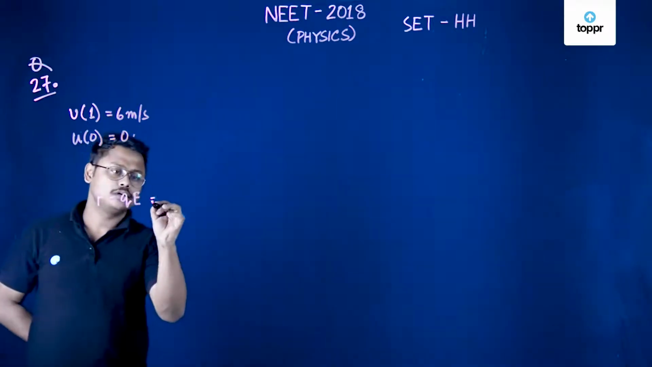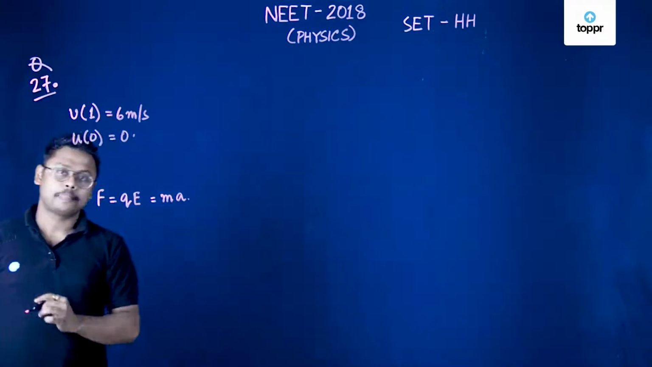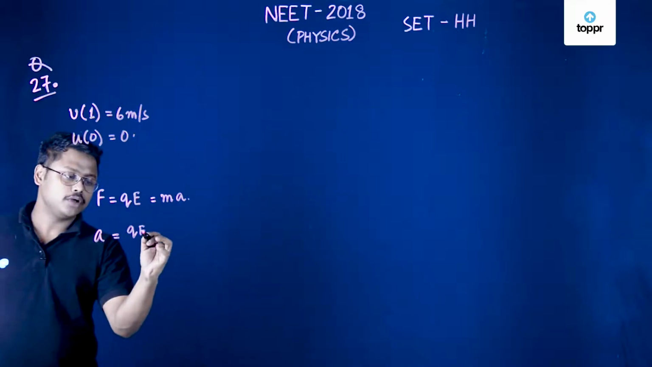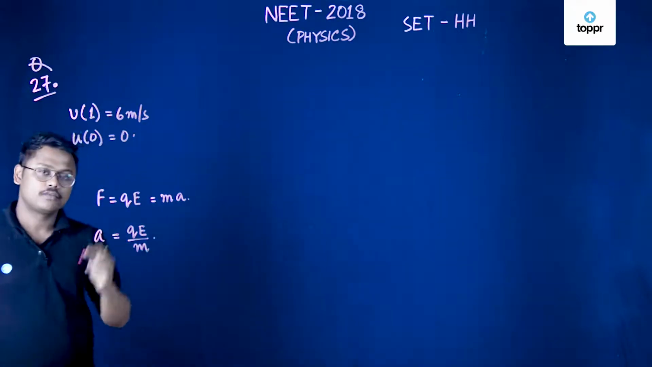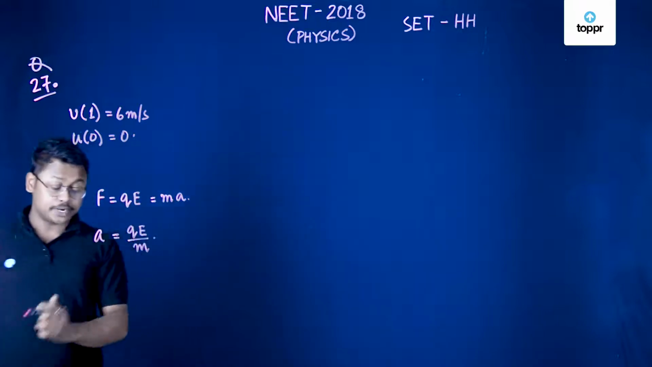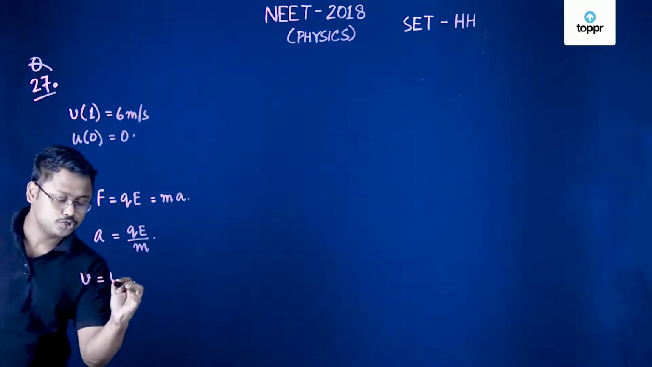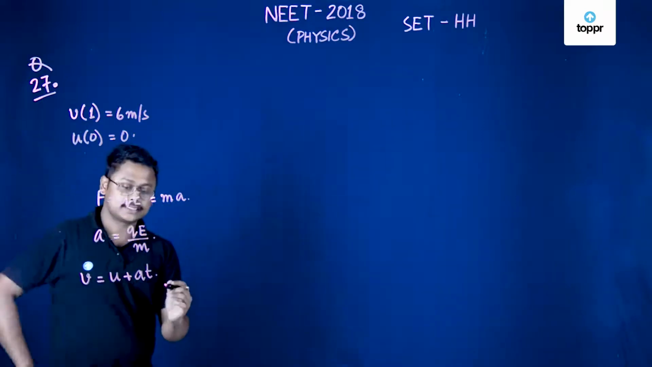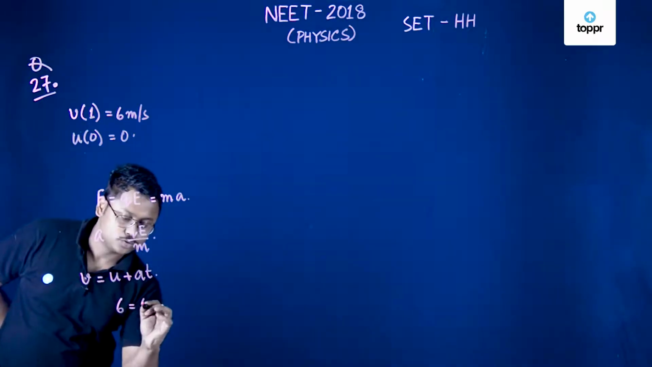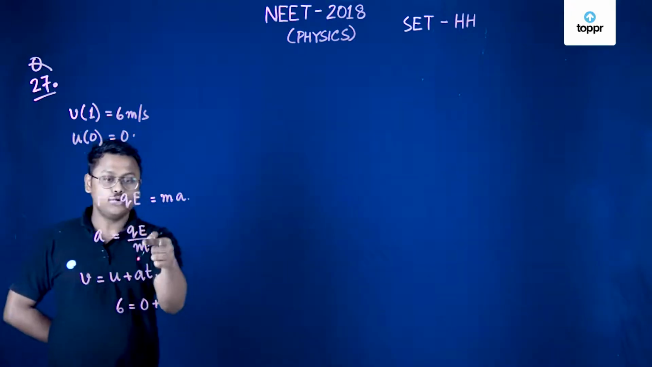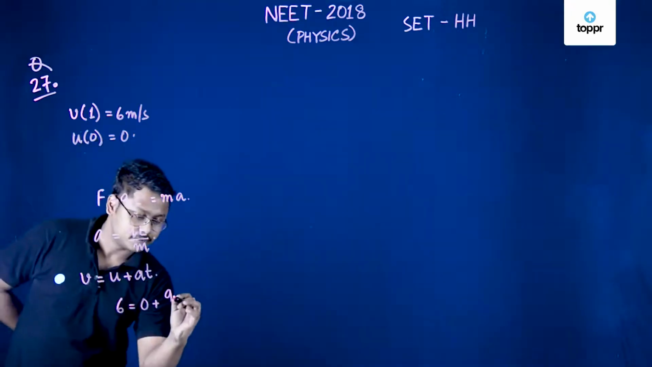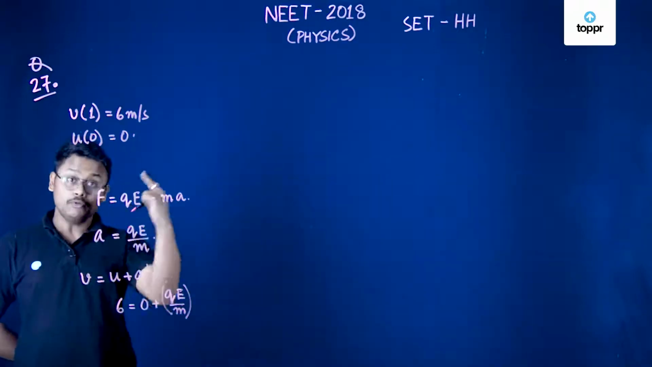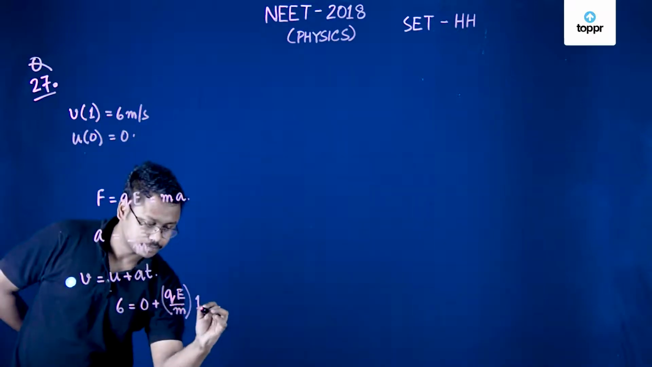That is equal to what? Mass into acceleration. So from this relation I can write acceleration equals Q into E divided by M, right? Now if I use this formula, V equals U plus AT, what can I write? I can write 6 equals 0 plus QE upon M, in place of acceleration, upon M into T, which will be 1 second because time is 1, right?